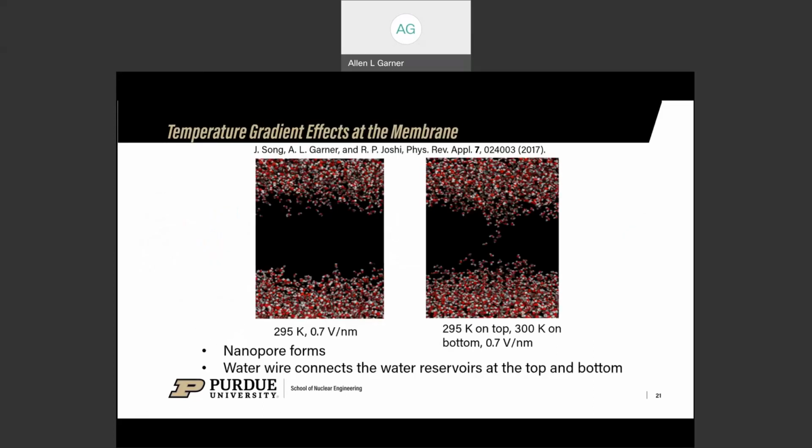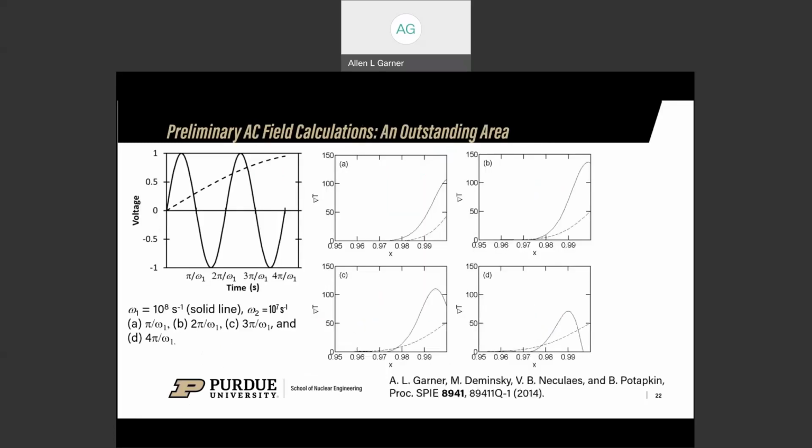So here is what we look at for this temperature gradient. Working with Jihui Song from Wentworth Institute and Ravi Joshi from Texas Tech, we actually did molecular dynamics simulations where we started off with a subthreshold field. The left figure you see here is subthreshold, no electroporation. The one on the right has electroporation. You can tell the electroporation by the formation of what's called a water wire. That's those particles that cross over. That's indicating electroporation. So by combining a temperature gradient with the applied electric field, we are now getting electroporation.